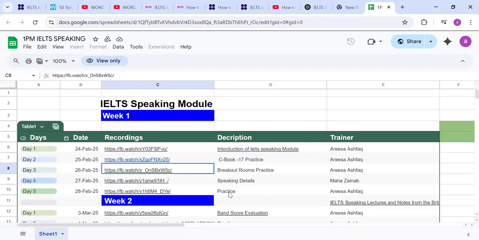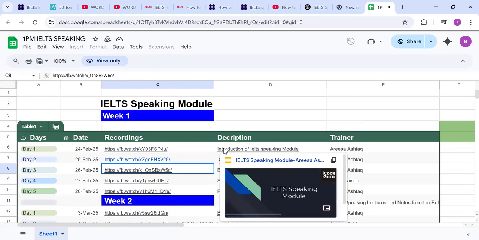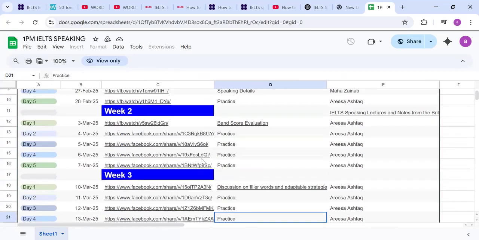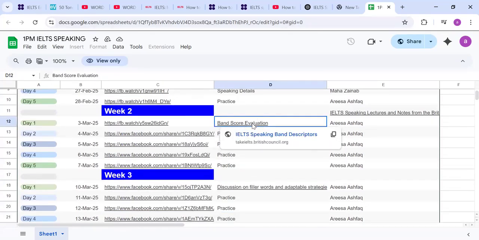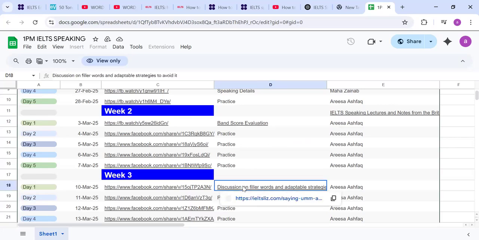We are doing practice. Usually we discuss important topics in the Monday class. So you can see the introduction of IELTS speaking modules. If you don't have any idea, you can go through this recording. In the second week of Monday class we discussed band score descriptors deeply: what examiners are looking for at band 6 and what things lead to a low band. So this was the band descriptor, and you can click this to go to the resources which I have shared.